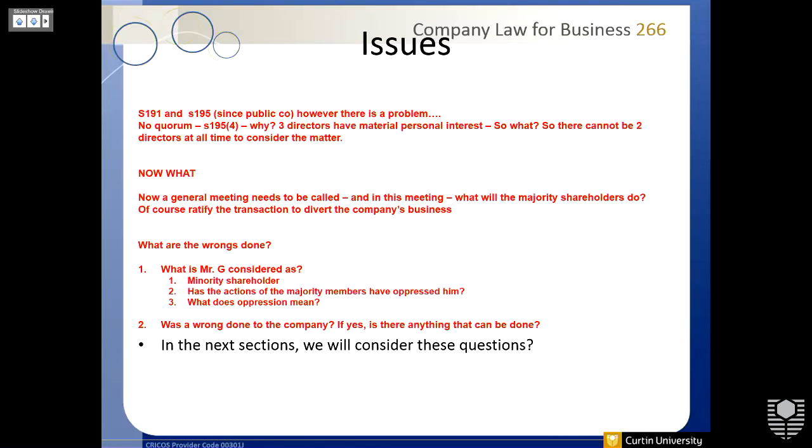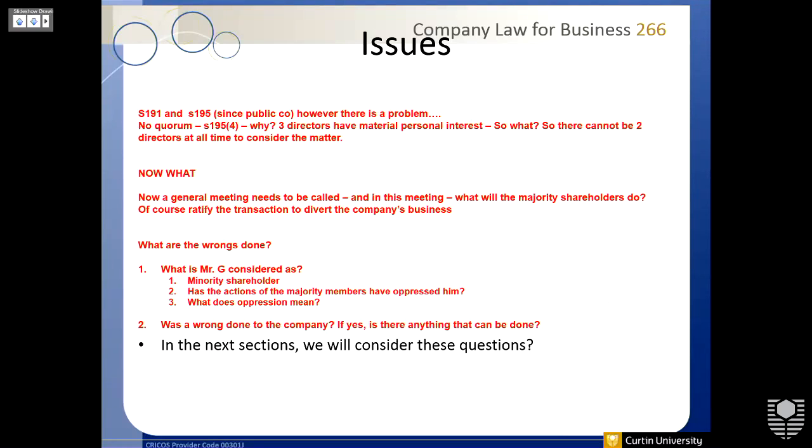All right, under sections 191 and 195, since it's a public company, there is a problem. There's no quorum, so we have to look at section 195 sub 4. 3 directors have material personal interest, so there cannot be 2 directors at all times to consider the matter. Now, what do we do? A general meeting needs to be called, and in this meeting, what will the majority shareholders do?